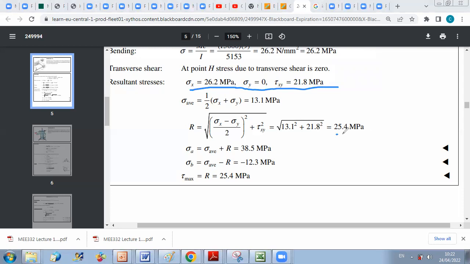And then once we find the radius, we say that for the principal stresses, the maximum principal stress is sigma average plus the radius. The minimum principal stress is sigma average minus the radius. And finally, tau max is equal to the radius. In this way, we were able to determine the principal stresses and the maximum shear stress. Let us move now to another example.